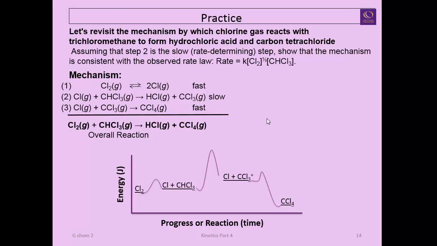Okay, here's another. This is a tough one. Let's revisit the mechanism by which chlorine gas reacts with trichloromethane to form hydrochloric acid and carbon tetrachloride. So this is a three-step mechanism. Here's the overall reaction, but the question is, what would you do? How would you get to the rate law?